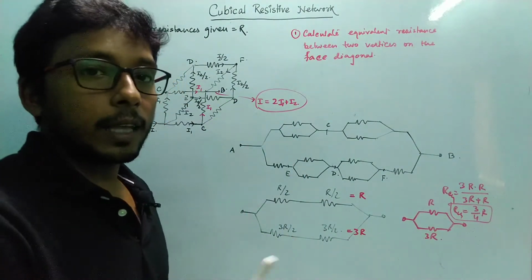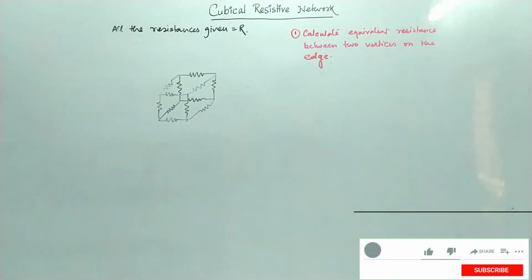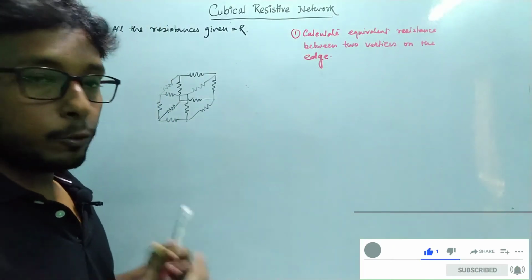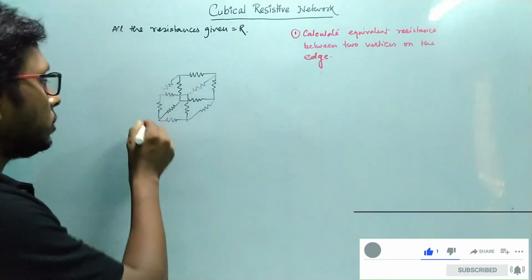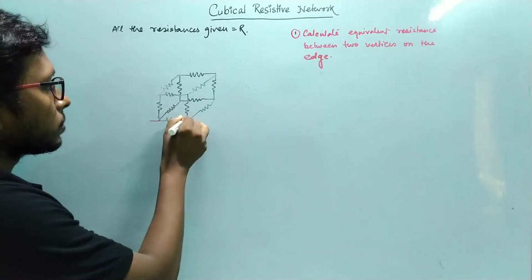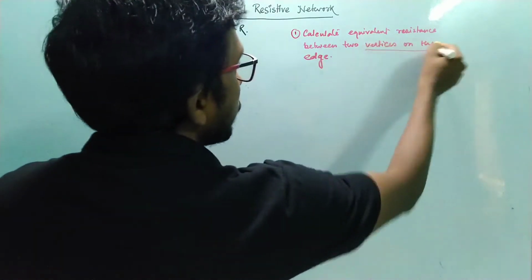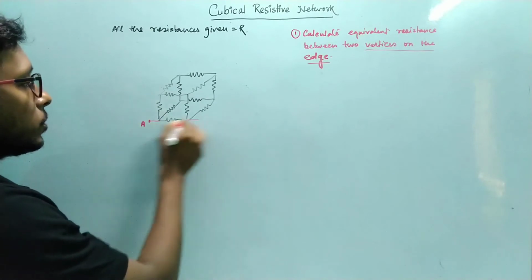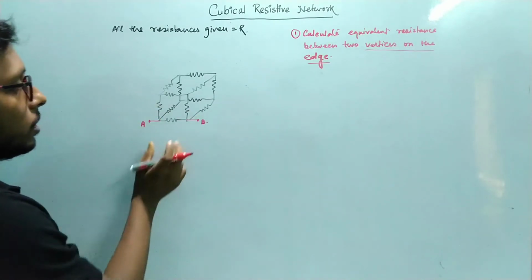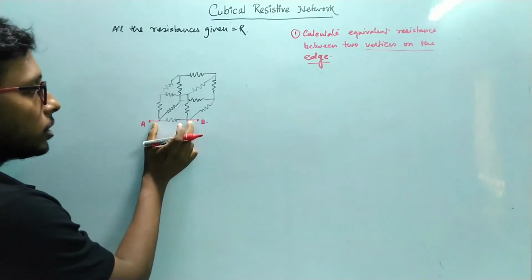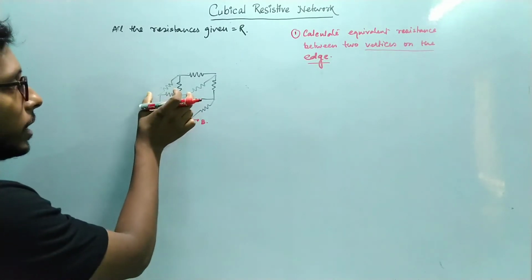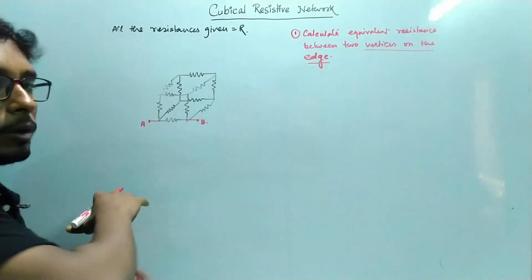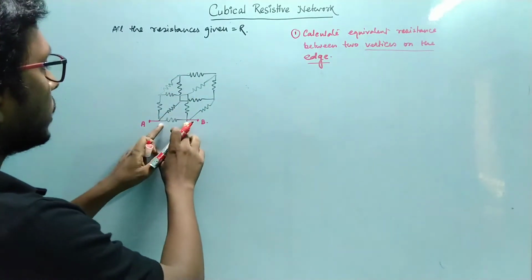Now let's see the third problem. In the third case, I have to calculate the equivalent resistance between vertices on an edge. That is, suppose I am taking this point as A and this point as B. Suppose I have to calculate the equivalent resistance between A and B. You can take these two points, or you can also take these two points. You have several points to take. I am taking these two points.